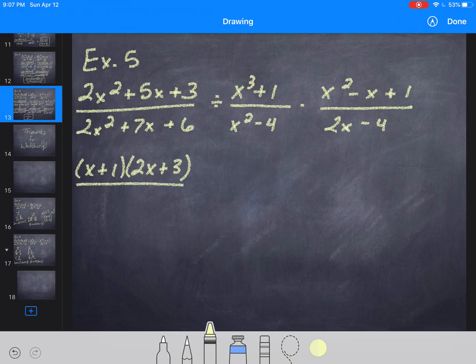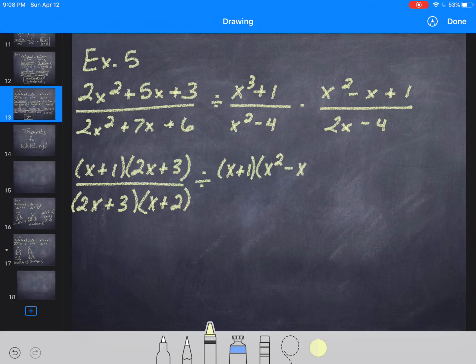Divided by. I'm going to factor my first numerator using MIFTERM. You can pause here so you can factor. My factors are 2x plus 3 and x plus 2. I'm going to factor x cubed plus 1 using sum of cubes. You can pause here so you can factor. My factors are x plus 1, x squared minus x plus 1.